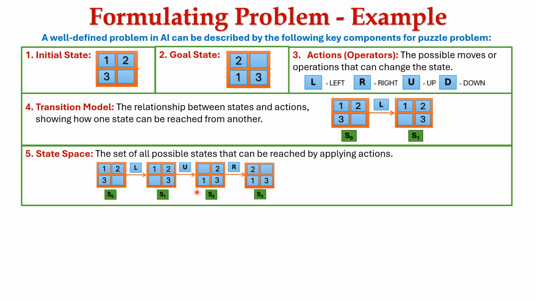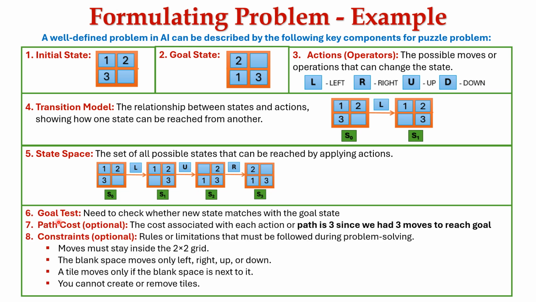The next component is goal test. So we need to check whether the new state matches with the goal state or not. So that checking is called as goal test. The next component is path cost, which is optional. The cost associated with each action or path. So in our example, the path cost is 3 since we have 3 moves to reach the goal.